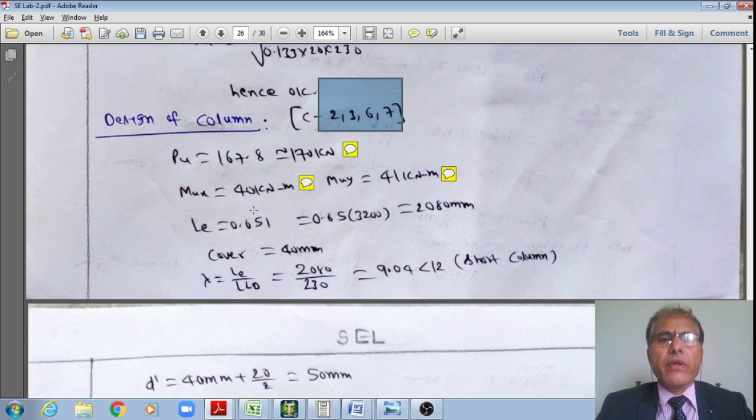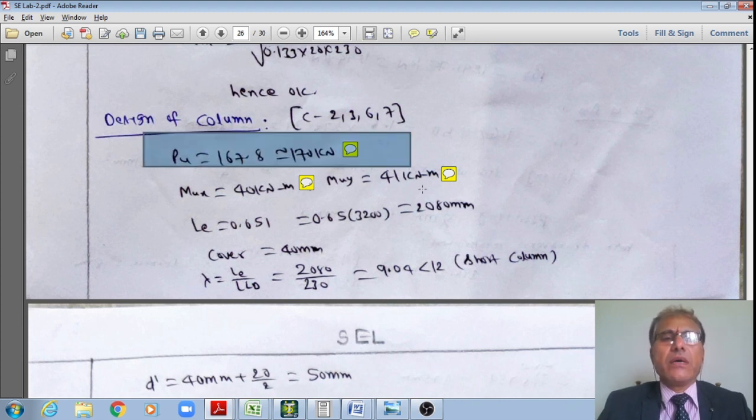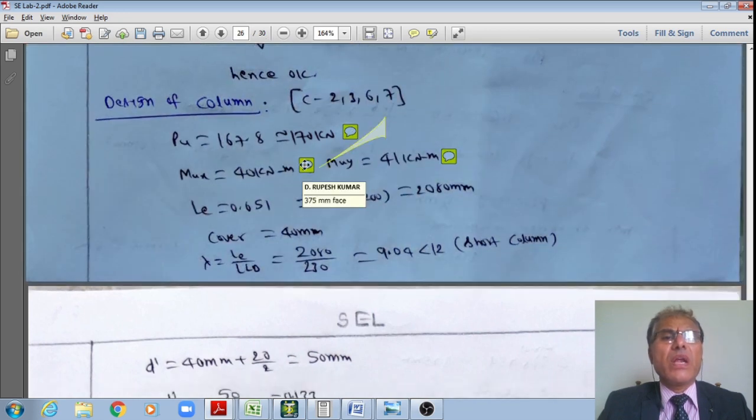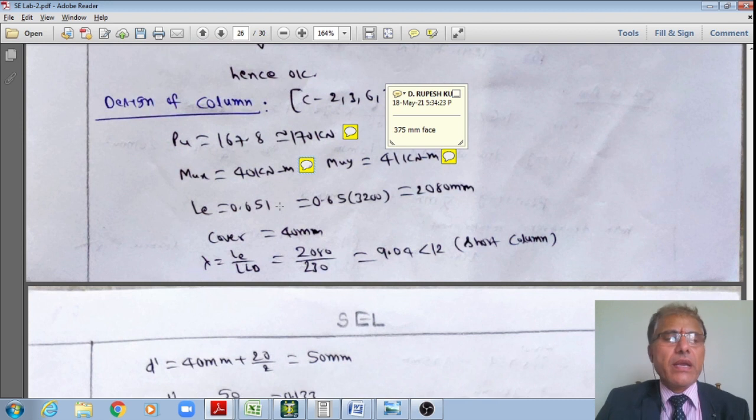1, 4, 5, 8 are the exterior columns. Therefore, I'll take the load on these interior columns. Just now you analyzed, right? The reaction on the beams, we got 167.8 or approximately 170, right? 170.